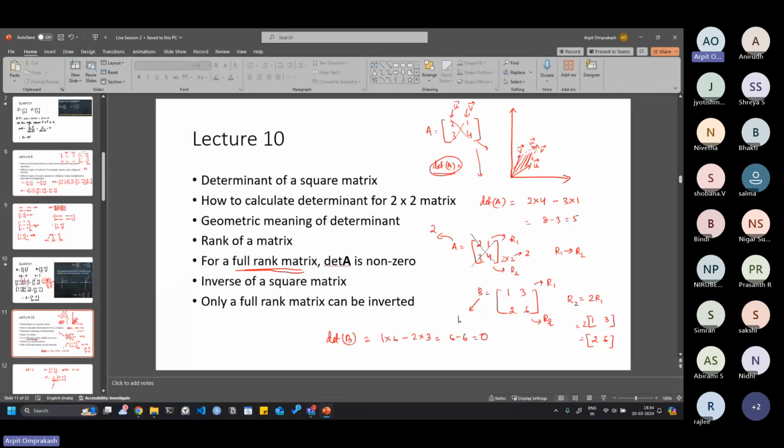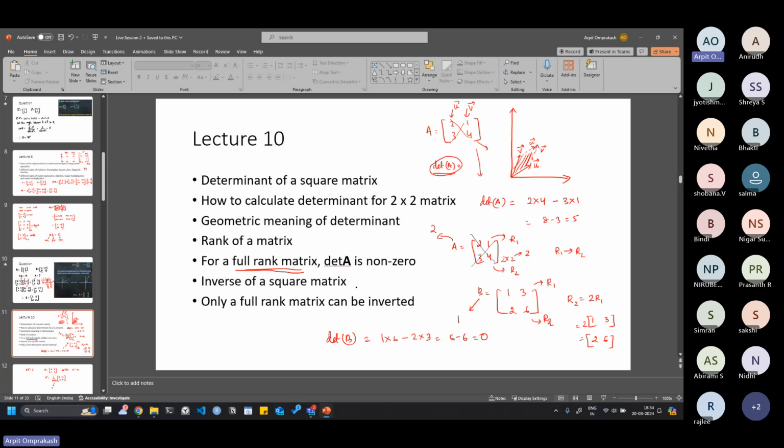Right. So if the determinant of a matrix is non-zero, then that means the matrix is a full rank matrix, or the rows and columns are linearly independent of each other. However, if the determinant of a matrix is zero, then some rows or columns are not independent of each other. For example, in this case, we calculate the determinant to be zero, and we can see that the second row is twice the first row.